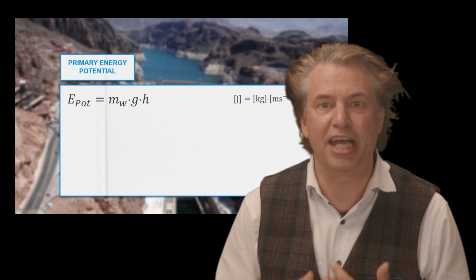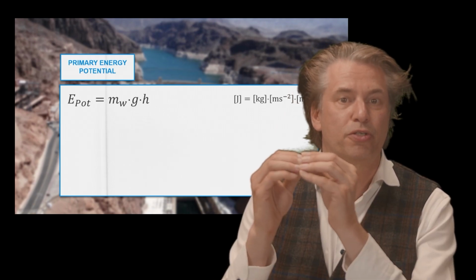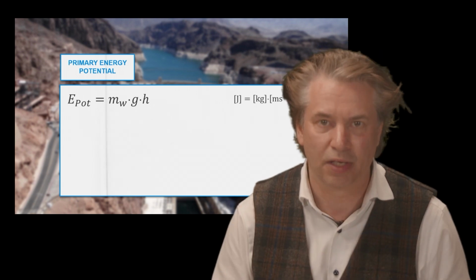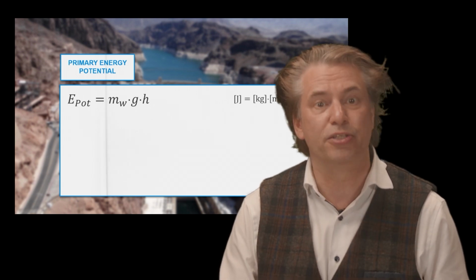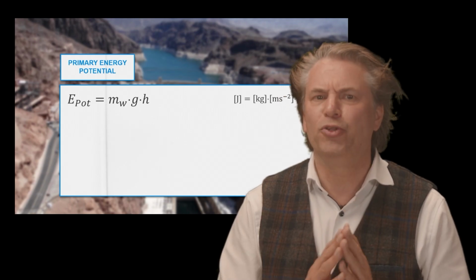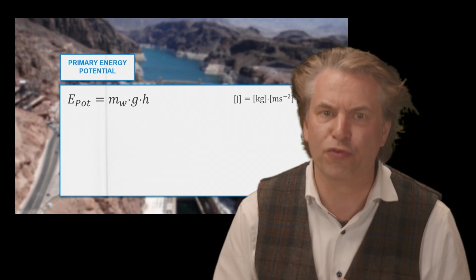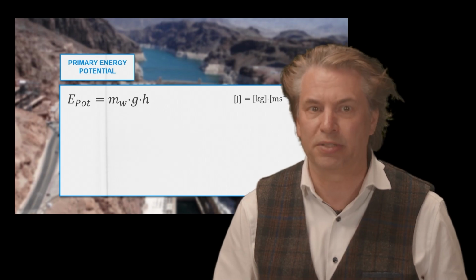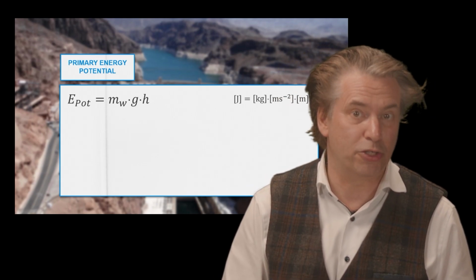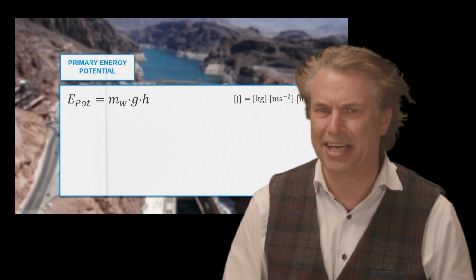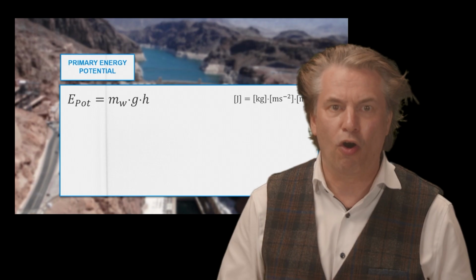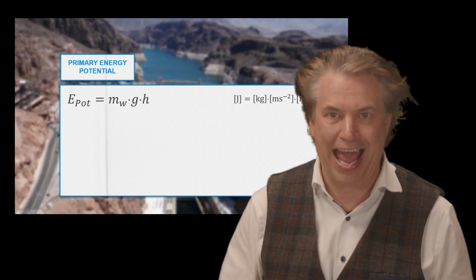Potential energy is the energy that is released by dropping a certain mass from a certain height, as described in the following equation, where E_pot is the potential energy expressed in the unit Joule, m_w is the mass of the water expressed in kilograms, g is the gravitational constant of 9.8 meters per square second, and h is the height difference between the source and the outflow of the dam, often referred to as the hydraulic head.